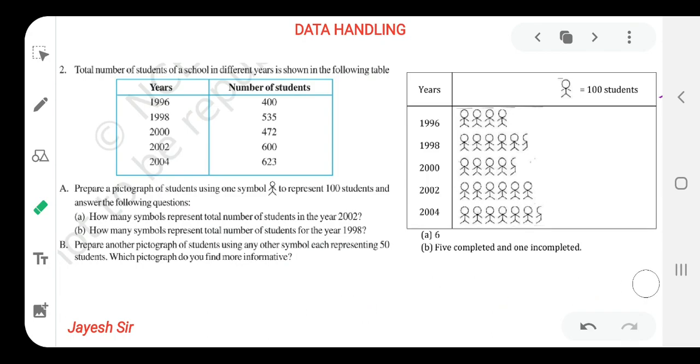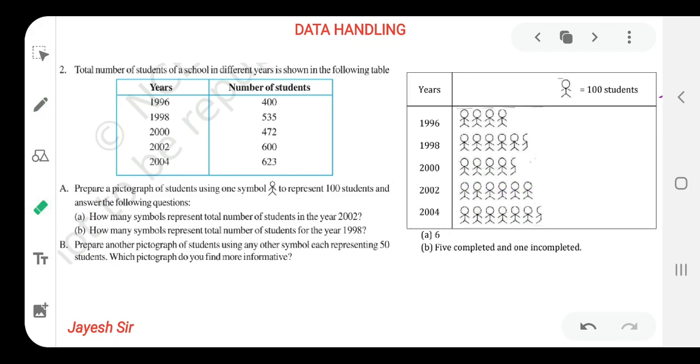Yes friends, so let's solve the questions based on this. How many symbols in question number A? What is the question? How many symbols represent total number of students in 2002? It is asking about symbols. So how many symbols would be there in the year 2002? Let us count it over here. 1 2 3 4 5 and 6. 6 symbols are there. So answer is 6 for A. 6 is also correct.